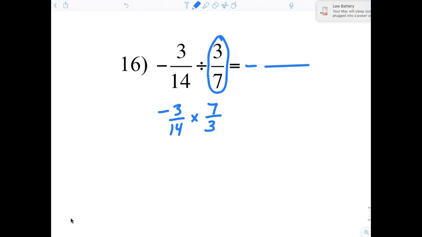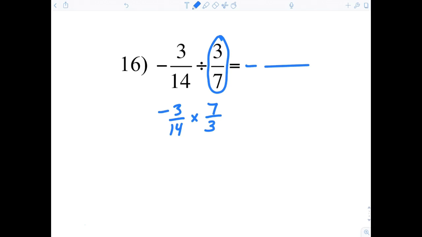What am I doing now? And then we got... What can I cross out? You can cross out the 3s. Yep. And what else? 7 and 14. Yes, sir. And when I cross out the 3s, what do I get? 1. And when I cross out the 7 and the 14? 14 separates them with 2. Yes, sir.